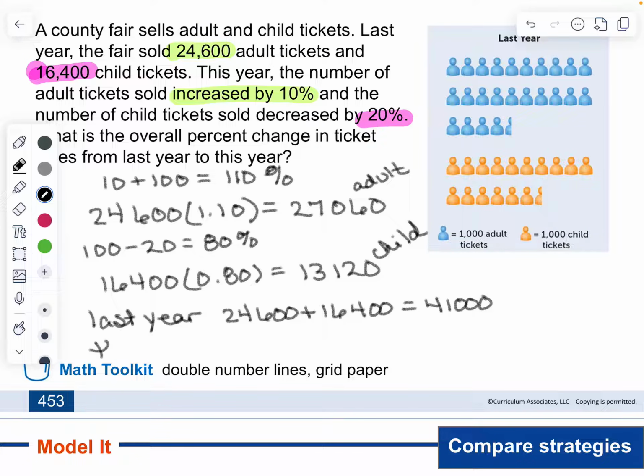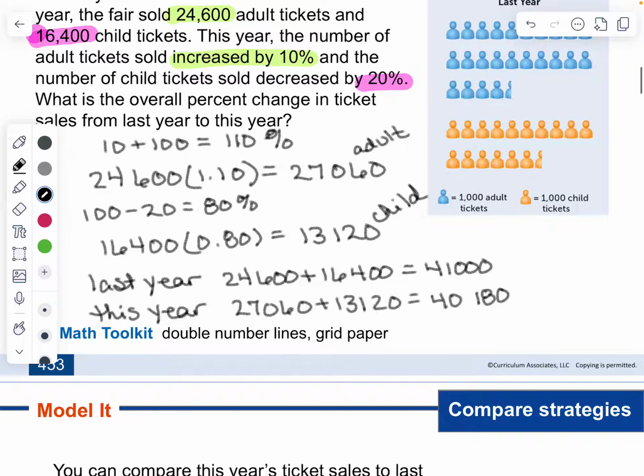And this year, we use our new numbers here, 27,060 plus 13,120 for a total of 40,180. I don't know why I decided to use a comma all of a sudden. Let's get rid of that. So those are our two numbers. What is the overall percent change?